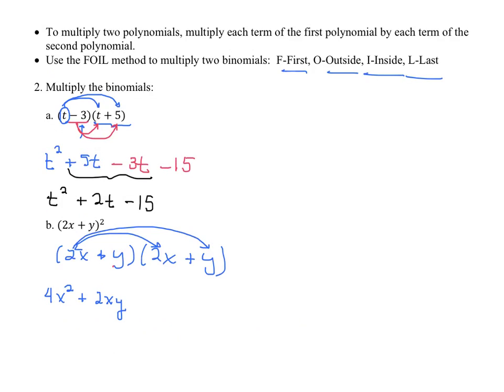Now let's do the inside terms. 2x times y is a positive 2xy. And then the last is a positive y squared. So now, again, we're going to combine the like terms in the middle. So we ultimately get 4x squared plus 4xy plus y squared. Recall again that a like term is the same variables raised to those exact same variable exponents. Next.